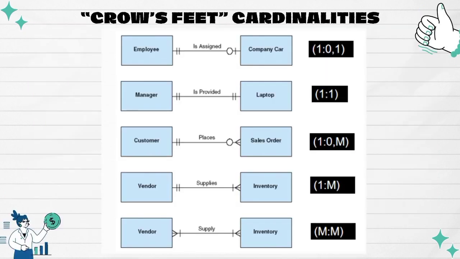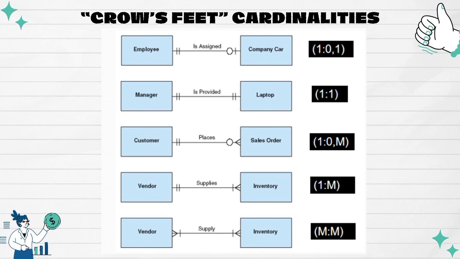So here are the crow's foot cardinalities, where four basic forms of cardinality are possible. In example number 1, assume that a company has 1,000 employees but only 100 of them are sales staff. Assume also that each salesperson is assigned a company car but non-sales staff are not. This illustration shows that for every occurrence or record in the employee entity, there is a possibility of 0 or 1 occurrence in the company car entity.